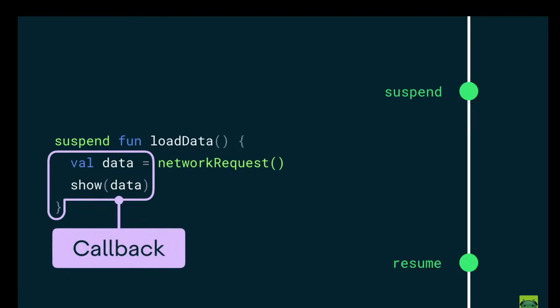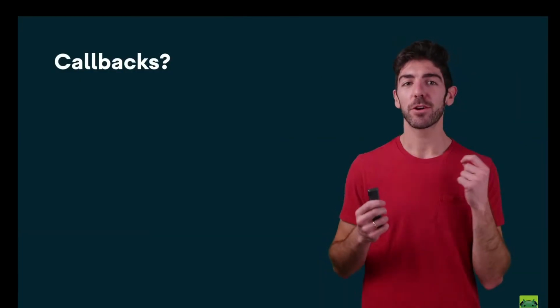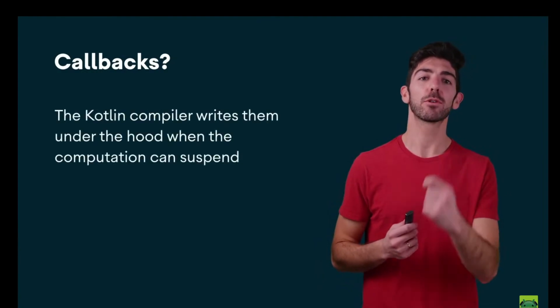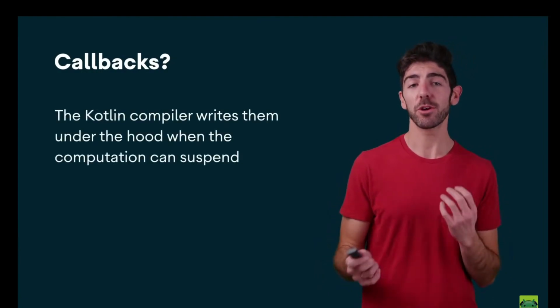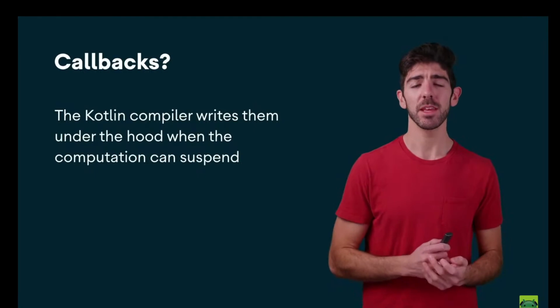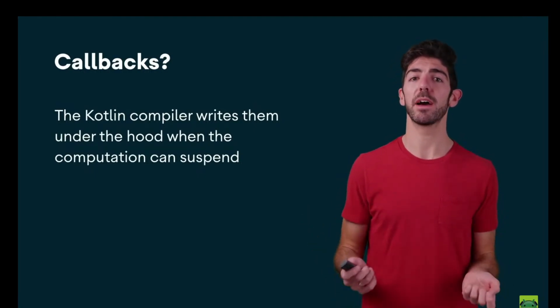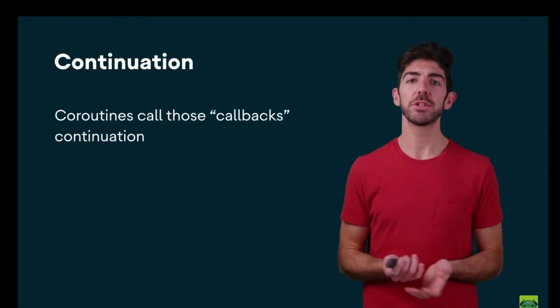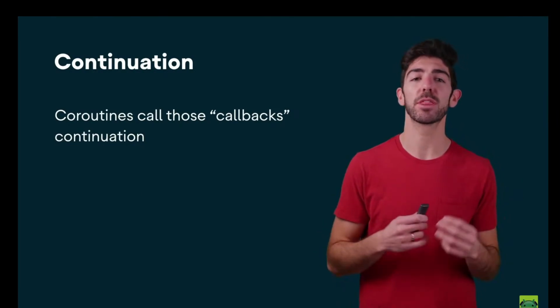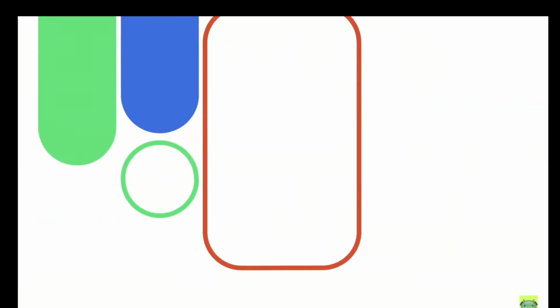So what is happening with the callback? The Kotlin compiler will write that callback for you under the hood when the computation can suspend. And actually, coroutines call those callbacks a continuation. Continuation is just a generic callback interface with extra information in it.